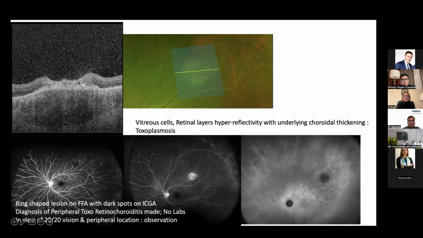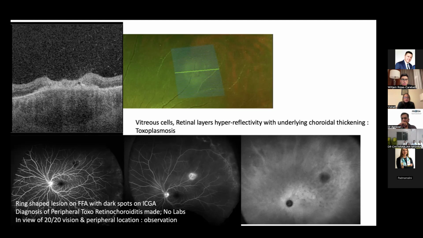Now, what does this OCT show? We start from the vitreous. It shows some cells in the vitreous, which honestly, clinically, I was not able to appreciate. It shows retinal layer hyperreflectivity with underlying choroidal thickening. And if we look at the character of the choroid, this is spindle shape or fusiform. This kind of choroidal thickening has been described typically in toxoplasmosis. So, vitritis, retinal involvement with underlying choroidal involvement, and fusiform.